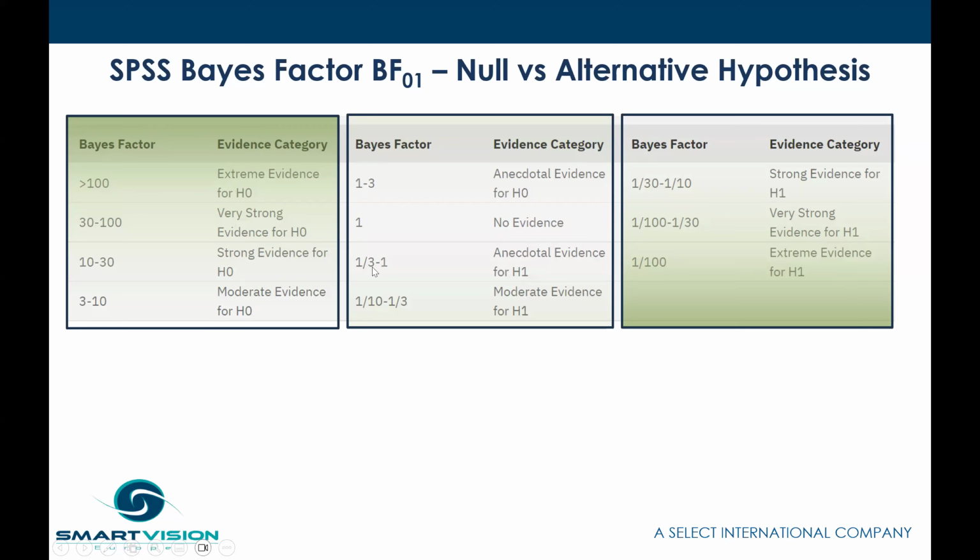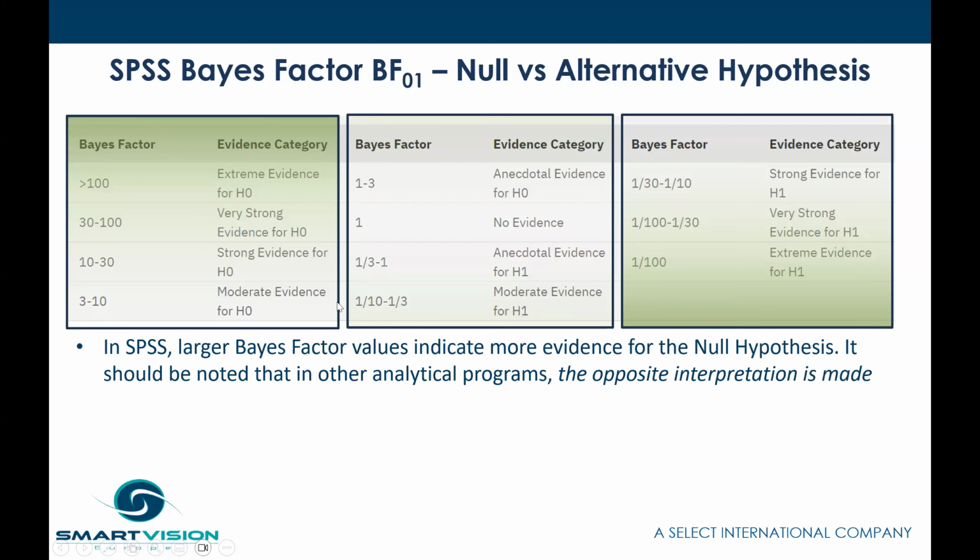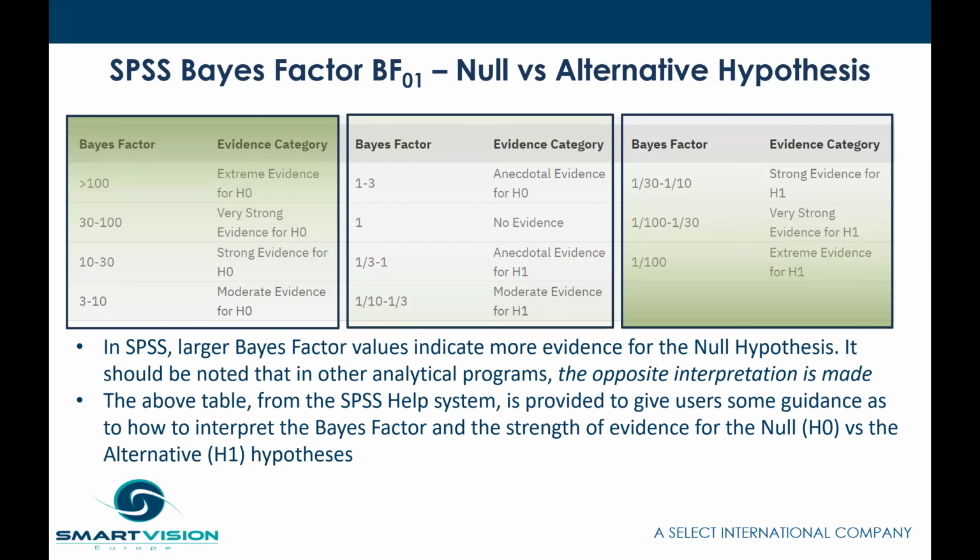And it gets really interesting because if it's 1/3 to 1, that's 0.333 to 1, then it says anecdotal evidence for H1. And if it's 1/10 to 1/3, that's 0.1 to 0.333, then that's moderate evidence for the alternative hypothesis. So it's kind of giving you a grade here. In SPSS, larger Bayes factors indicate more evidence for the null hypothesis. It should be noted that in other analytical programs, the opposite interpretation may be made. The table from the SPSS help system is provided to give users some guidance as to how to interpret it.